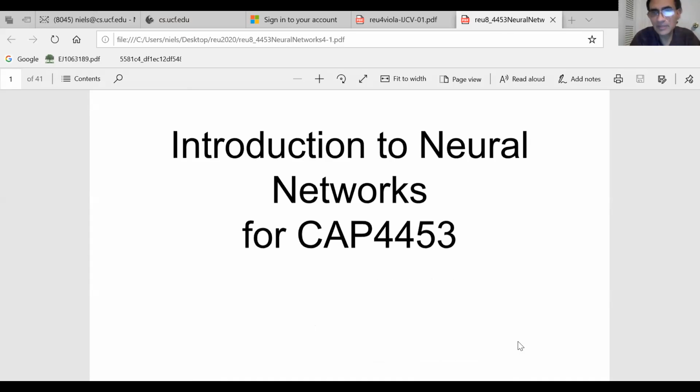Okay, do you see a slide that says Introduction to Neural Networks for CAP 4453? Yes. Okay, and on the PowerPoints, that's my RU number 8. I skipped some of the support vector machines to get here, so we are in RU 8. Okay, that's the slide I'm looking at. Now I'm going to move along. I hope this works for me. I'm having some issues.